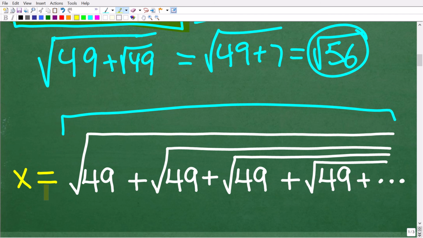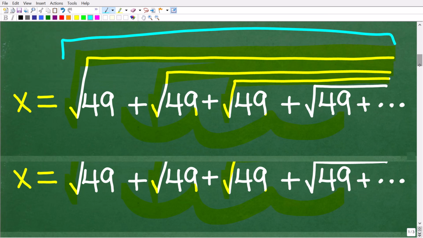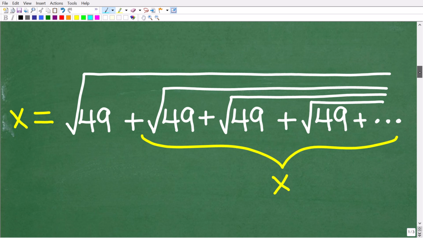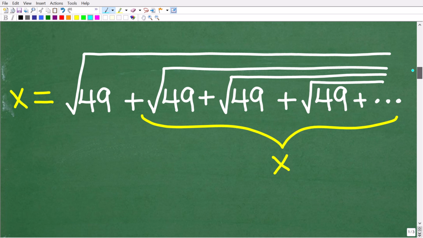Now remember, we have x is equal to this entire thing, but this pattern is repeating. In other words, we have this square root like this, and then we're adding this whole big square root like this, and then we're adding another big square root like so. In other words, this is a repeating pattern within all these square roots. So let me show you this beautiful little pattern or logic to help us figure this out. Okay, so here it is.